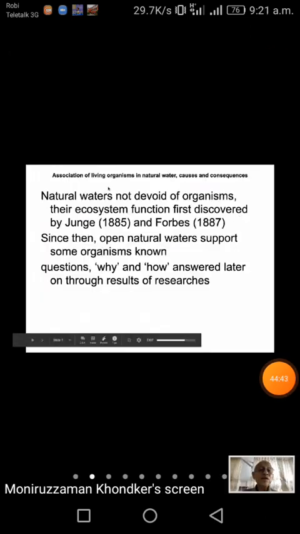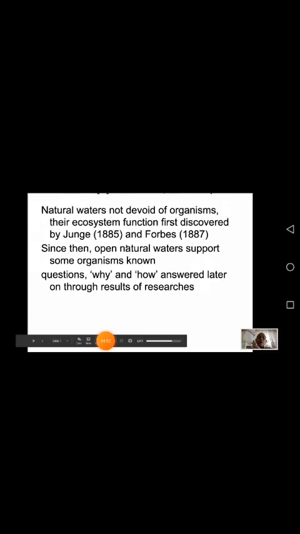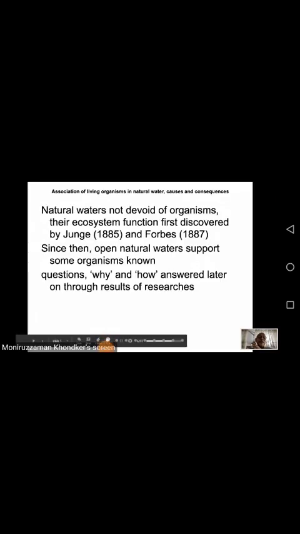Association of the living organisms in natural water, called a consortium. So why natural water? Why will organisms be living in the natural water? The reasons for which the natural water will be occupied by living organisms, we have already discussed.